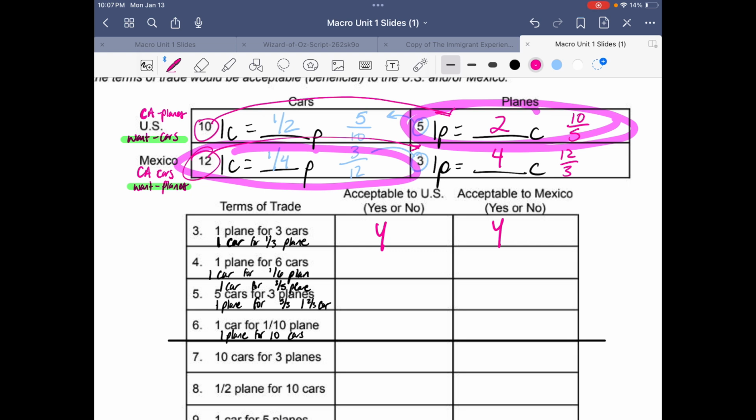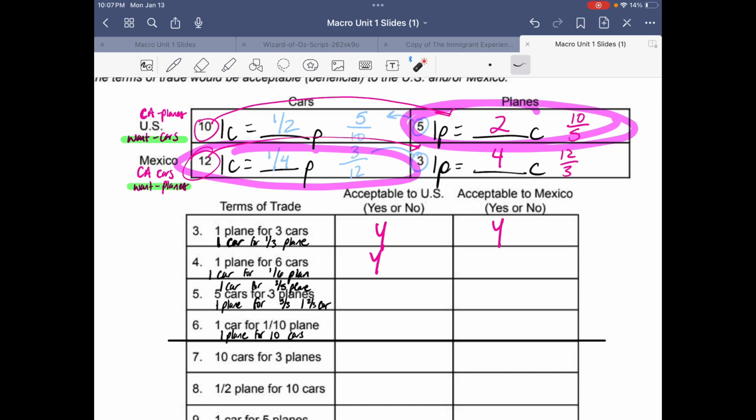When we are looking at 1 plane for 6 cars, we're going to go to the United States, and we're going to focus entirely on cars because the United States is planning on importing these cars. So we have to focus on what can they make car-wise? 1 car is equal to 1/2 of a plane. Should they trade 1 car for 1/6 of a plane? Yeah, because that is less than what it would cost them to make it. So yes. Okay, let's go to Mexico.